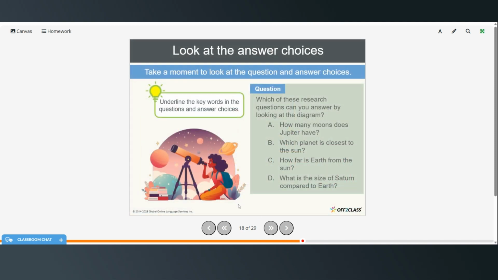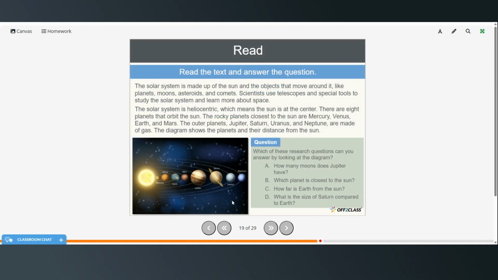Now take a moment to look at the question and answer choices. And you might want to underline the keywords in the questions and the answer choices. All right, now you can pause the video, read the text, and choose your answer to the question. And then when you're ready, restart the video to check your answer.